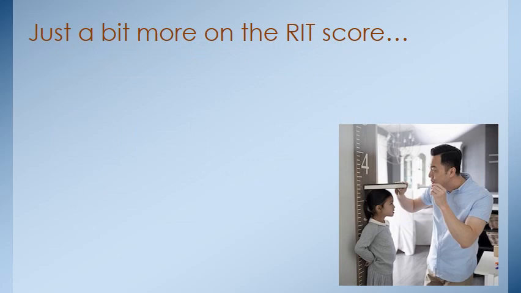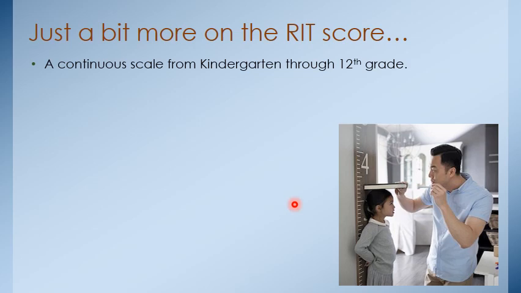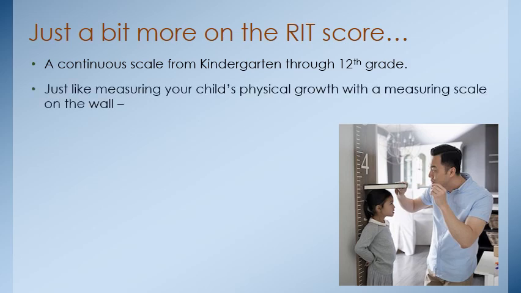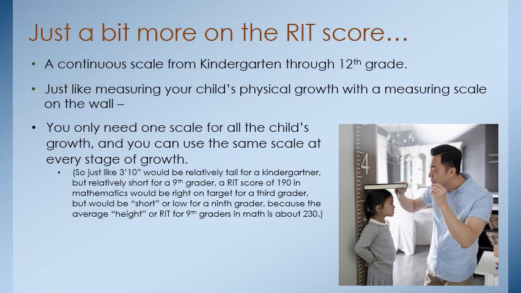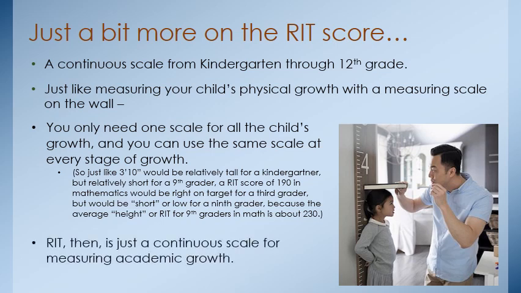Worth spending just a little bit more time on the RIT score. RIT is a continuous scale from kindergarten through 12th grade, and just like measuring your child's physical growth with a measuring scale on the wall, you only need one scale for all the child's growth, and you can use the same scale at every stage of growth. So, just like 3 foot 10 inches would be relatively tall for a kindergartner, but relatively short for a 9th grader, a RIT score of 190 in mathematics would be right on target for a 3rd grader, but would be short or low for a 9th grader because the average height, or RIT, for 9th graders in math is about 230. So again, RIT is just a continuous scale for measuring academic growth.